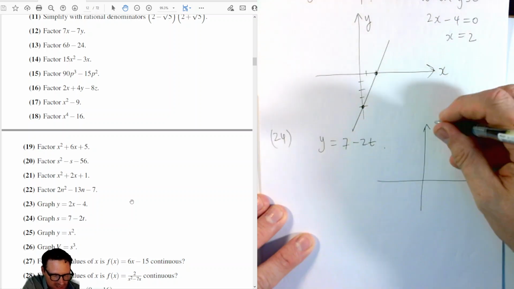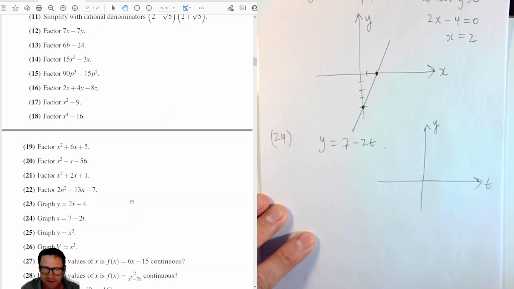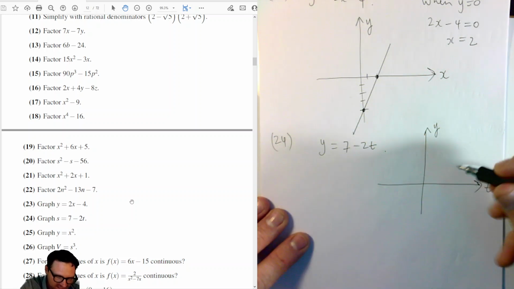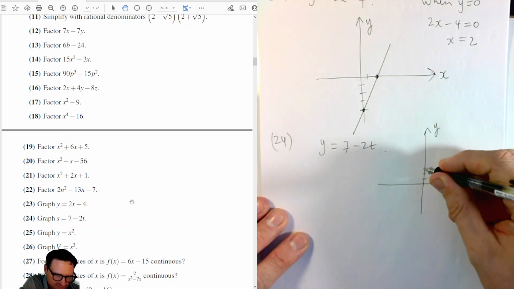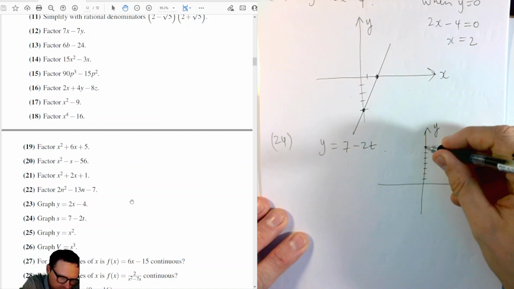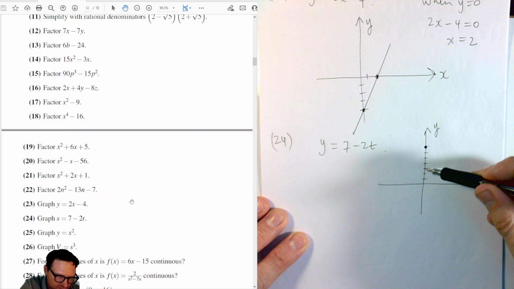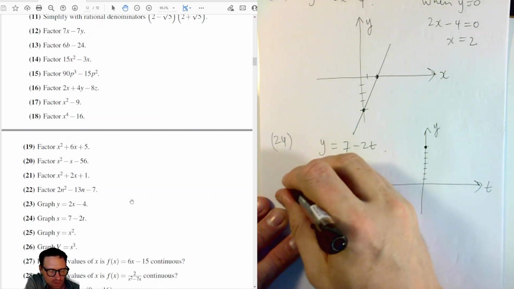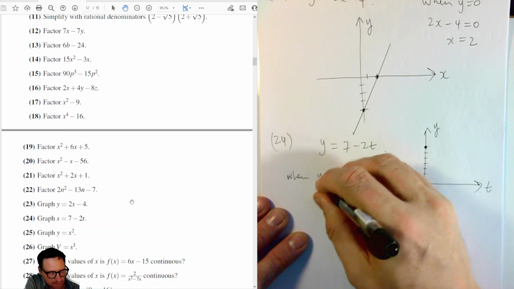I put y, but it's s, so I'll just stick with y there. Okay, so when t is 0, we have 7, so that gives us an intercept. Hopefully I've counted 7 there. 1, 2, 3, 4, 5, 6, 7. Okay, now when y is equal to 0, we have, I'll write this out for you.